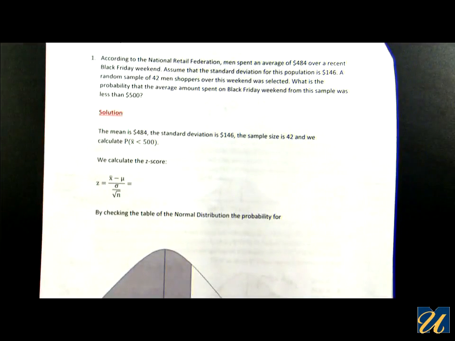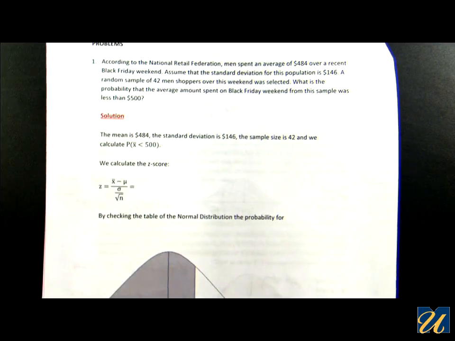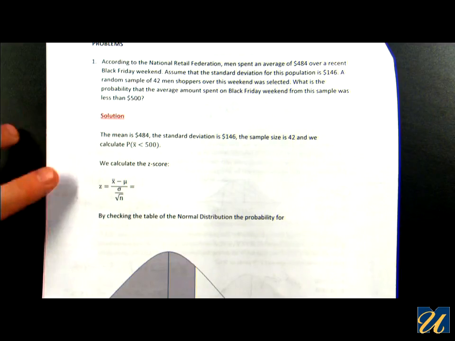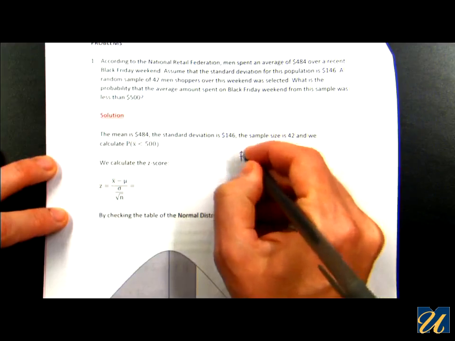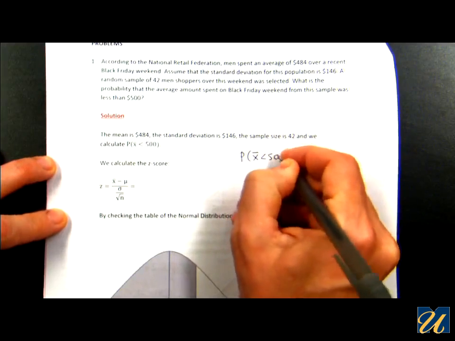Let's look at the problems. According to the National Retail Federation, men spend an average of $484 over a recent Black Friday weekend. Assume that the standard deviation for this population is 146. A random sample of 42 men shoppers over this weekend was selected. What is the probability that the average amount spent on Black Friday weekend from this sample was less than $500? So I'm looking for the probability of x bar to be less than 500.